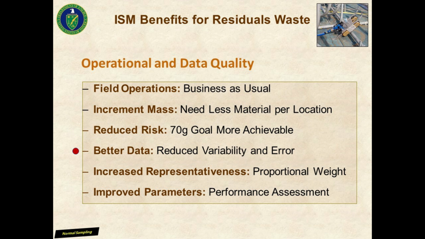Next, better data. ISM and the SMINS principle managed the variability and error, providing estimates closer to the true sample mean, simultaneously reducing variability and uncertainty on the final radionuclide concentrations. We also achieved increased representativeness. Proportional weighting and density weighting incorporate additional components needed to represent the tank material more accurately. And finally, we have improved parameters. The performance assessment benefits from the most accurate data possible, and ISM helps to ensure accuracy.